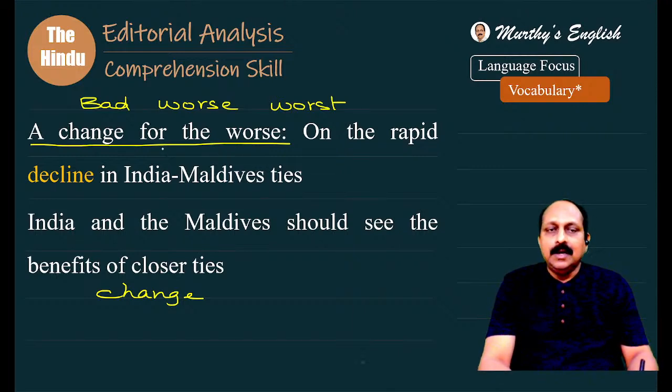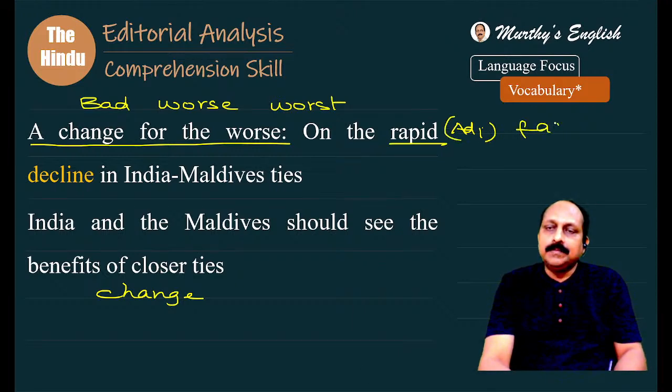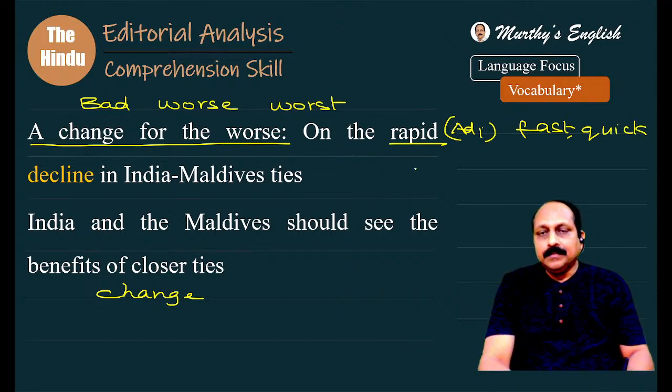A change for the worse. From this, you can make out the context, it is something bad or negative. And what is going to be worse is the rapid decline in India Maldives ties. As I said, paradoxical statement. Very good, Pandu. I appreciate that. Bad, worse, worst. Yes. On the rapid, part of speech, adjective. Rapid means what? Fast, quick. What is the adverbial form? Rapidly. A rapid decline. Decline means to go down, in India Maldives ties.